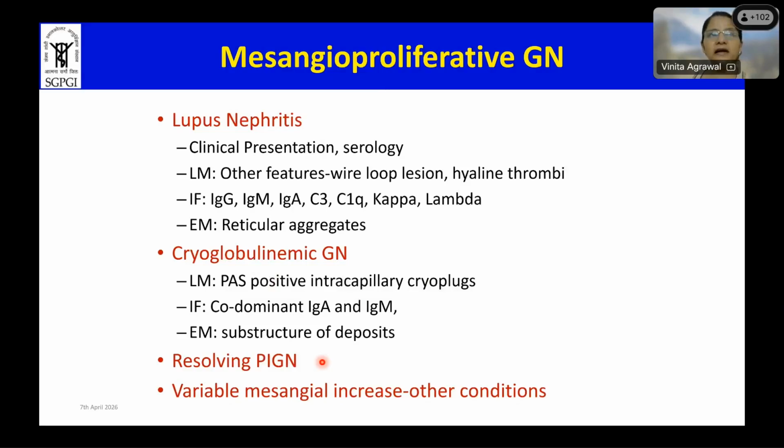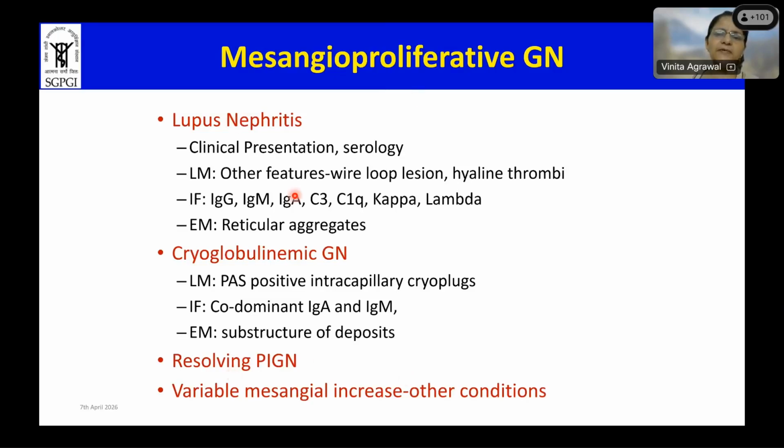Most likely you will not have IgA. Sometimes you may also have an IgA dominant PIGN, but that will also show you more endocapillary hypercellularity, and at times you will require electron microscopy to make a definite diagnosis. And of course, a history of the patient.